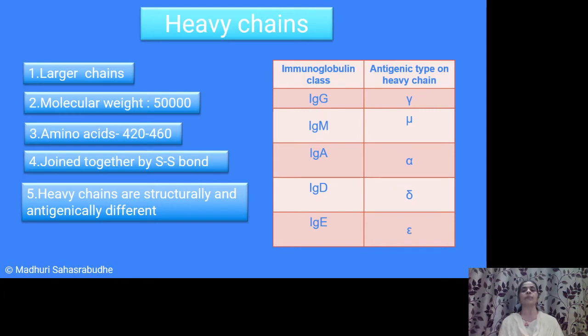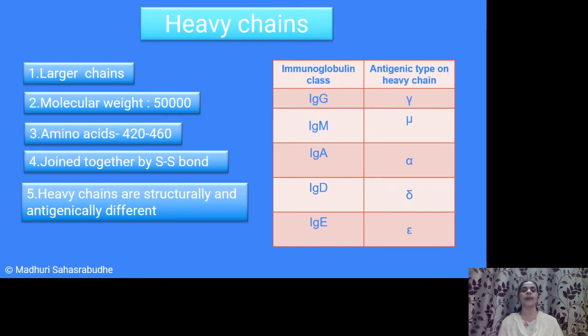For example, as shown in the table, the antigenic type on the heavy chain is represented by Greek letters. For example, IgG: G stands for gamma type of heavy chain, therefore it is called IgG. IgM, why M? Because the antigen determinant on the heavy chain is of mu type, and therefore it is called IgM.